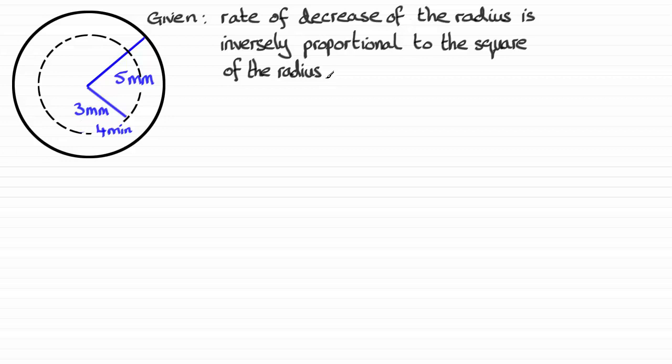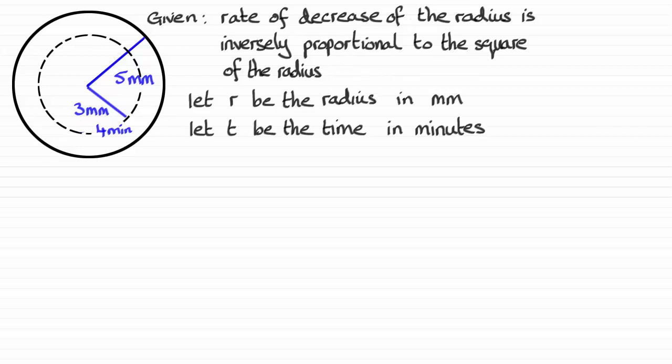And we must define the units that we use. Well, first of all, what I'm going to do is define the units. And by that, I'm going to let r be the radius in millimeters and let t be the time in minutes. So if we're to build an equation up, we start with this statement here. The rate of decrease of the radius is inversely proportional to the square of the radius. And I can write that as this differential equation.